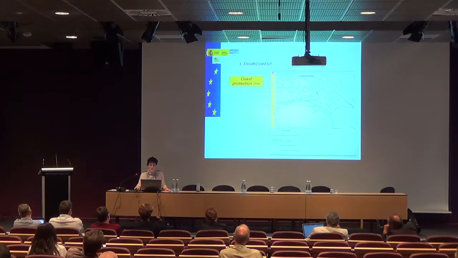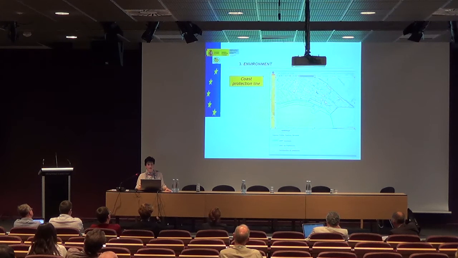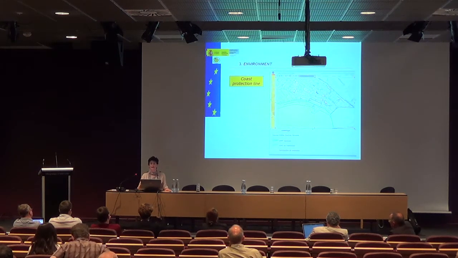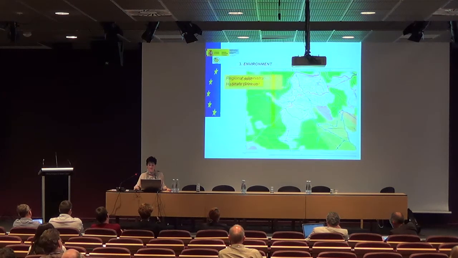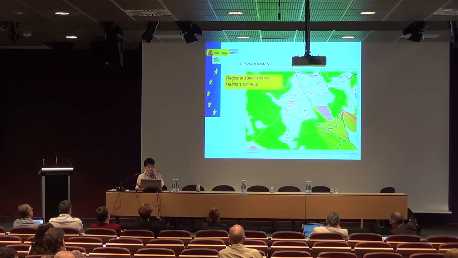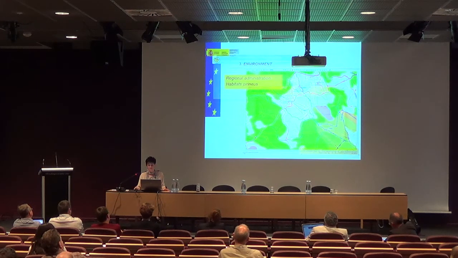Also, environmental monitoring, there are many examples. I give some of them. The coast protection line: we have in our database the coast protections for two reasons. One, to show the environmental benefit, but also because the rights are different between these lines, so it's important to have it. Also, the regional administration uses our data for the habitat in the Pyrenees, because it's not the same to have all the distribution of the property or not.